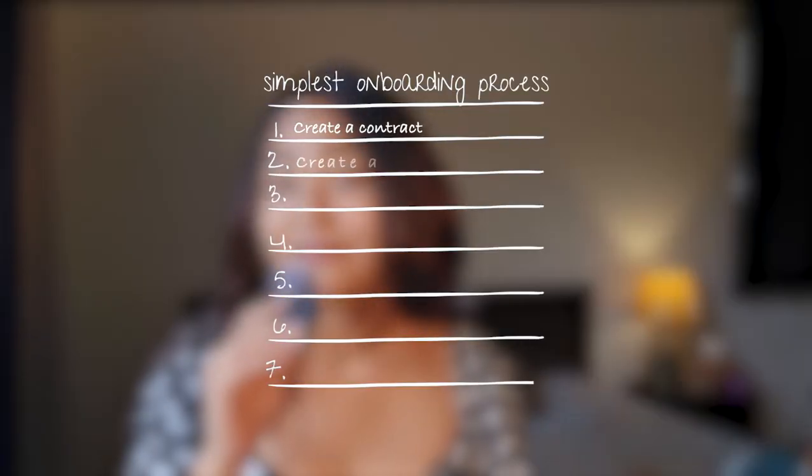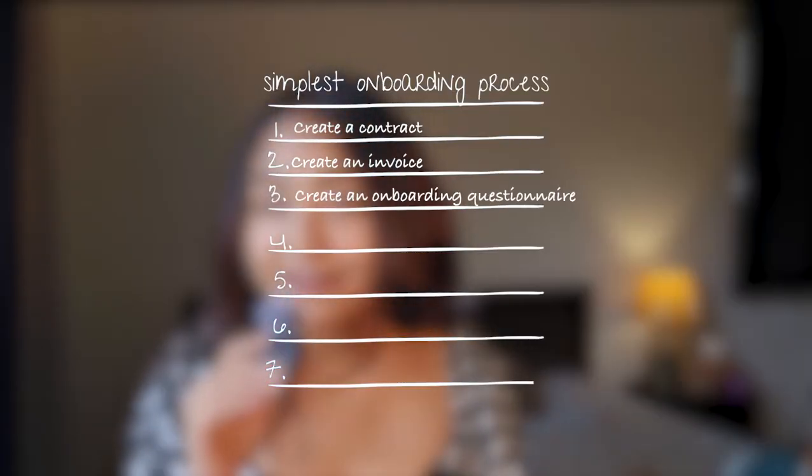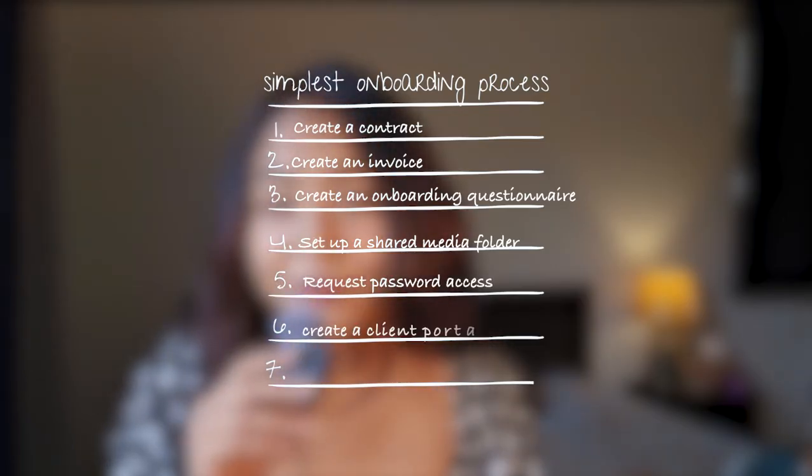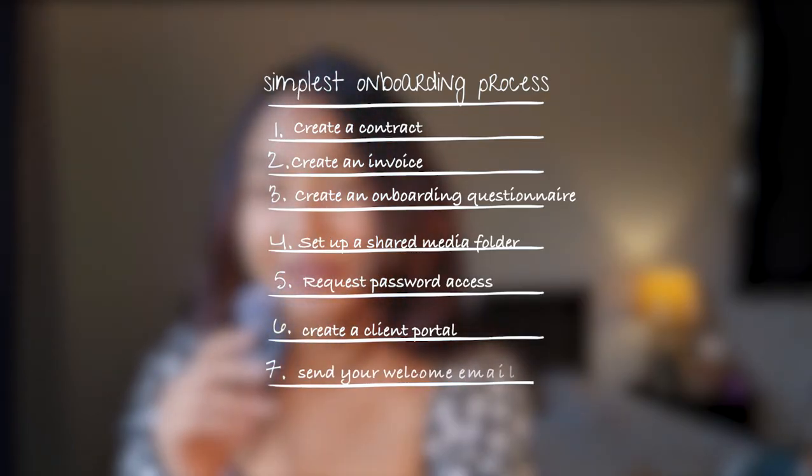So here's the quick recap of your 7 step onboarding process. Create a contract, create an invoice, create an onboarding questionnaire, set up a shared media folder, request password access, create a client portal if applicable, and send your welcome email. Now you're ready to kick off any project like a professional social media manager.